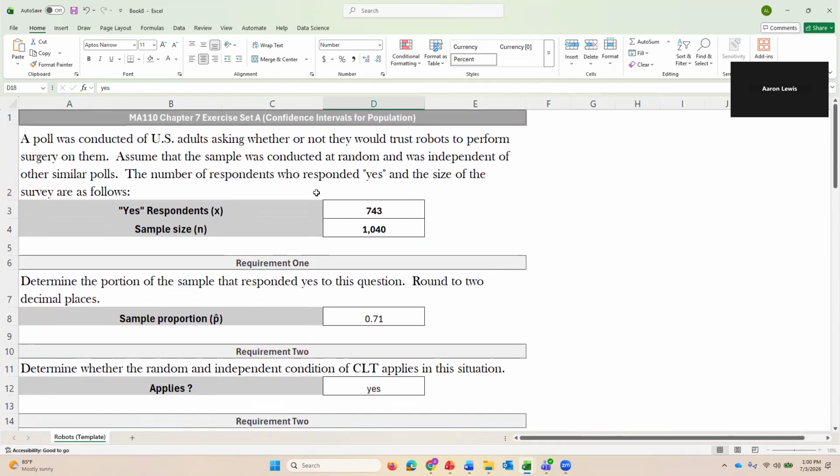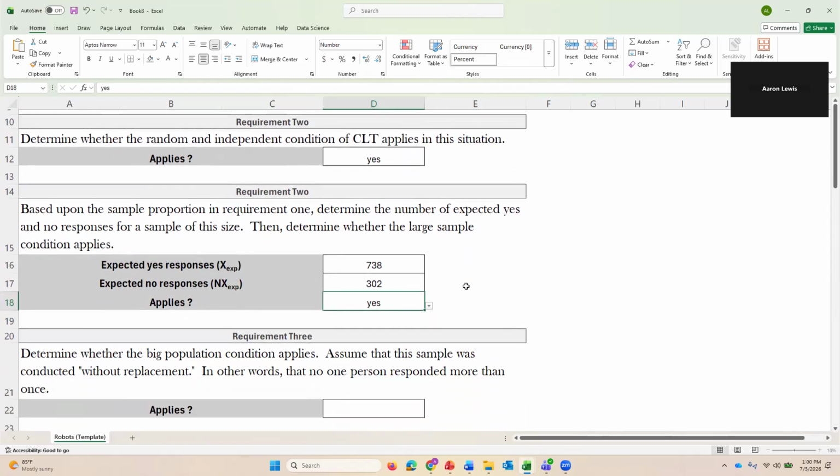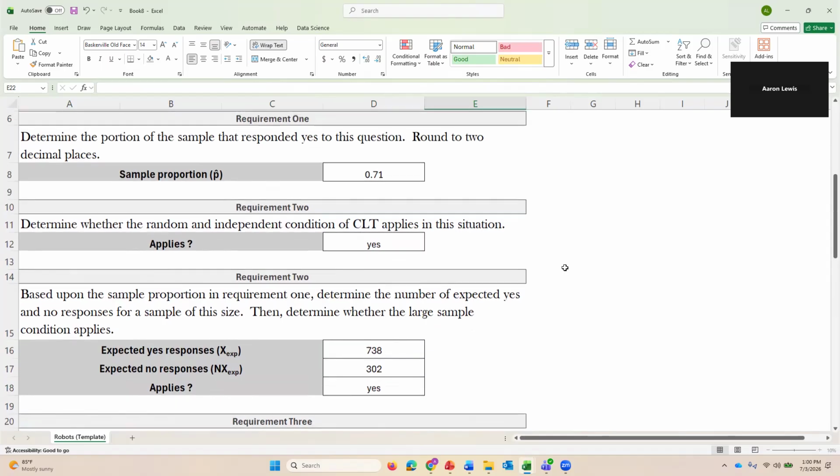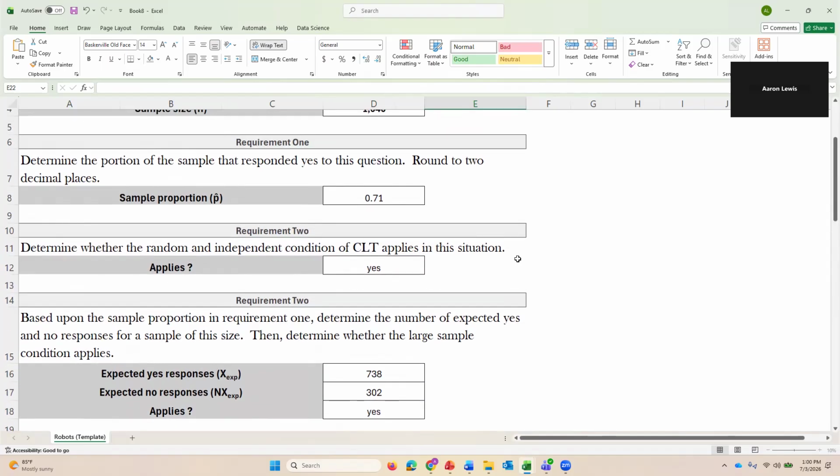Well, what did we sample? US adults, and we sampled 1,040. 10 times that would be 10,400. There are way more than 10,400 adults in the US. So down here for our big population, does it apply? Absolutely. Yes, it does.